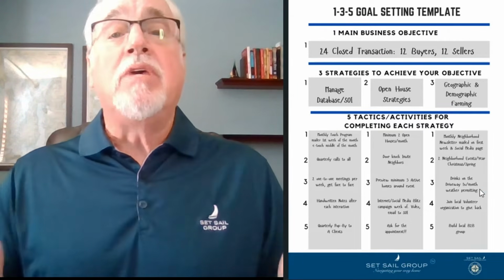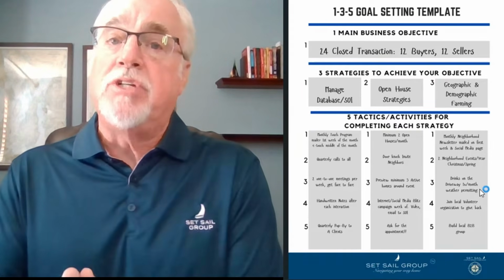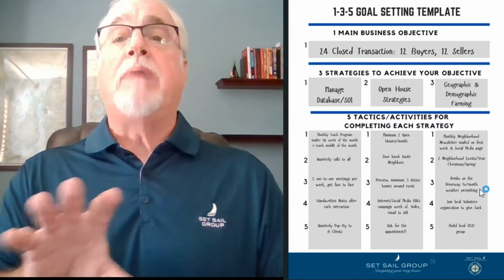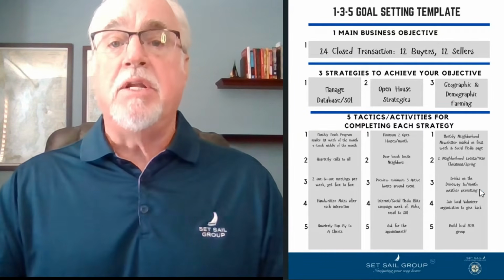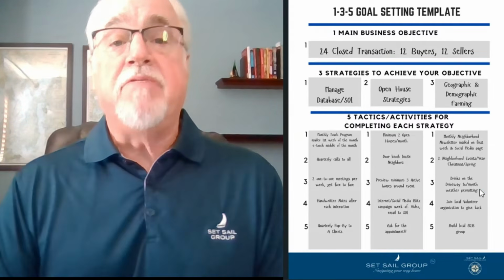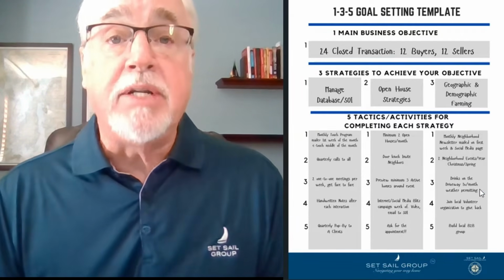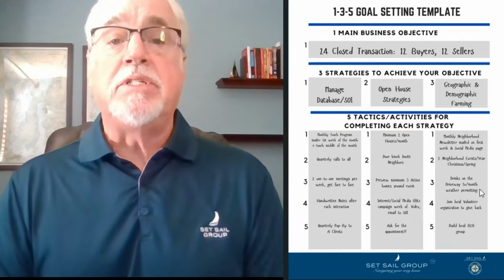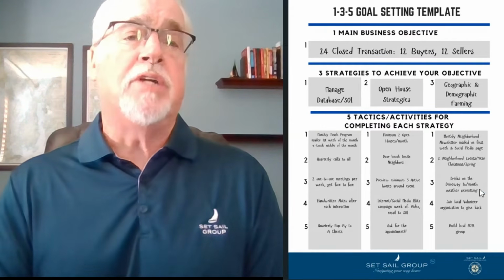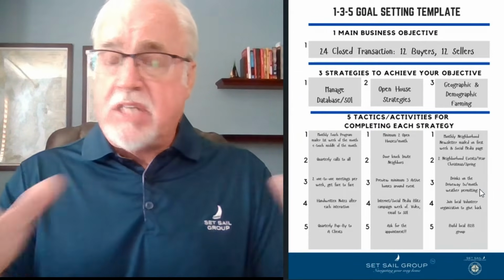So now, how are we going to do that? We like to say pick no more than 3 strategies to focus on. You can have more, but these are going to be your top 3 strategies to focus on that are going to help you achieve your one big goal. So once we have that, our 3 strategies in this sample: number 1 is going to be managing our database or our sphere of influence. Number 2 is going to be our open house strategy. And number 3 is going to be our farming strategy, demographic and geographic. So that's kind of just setting it apart.